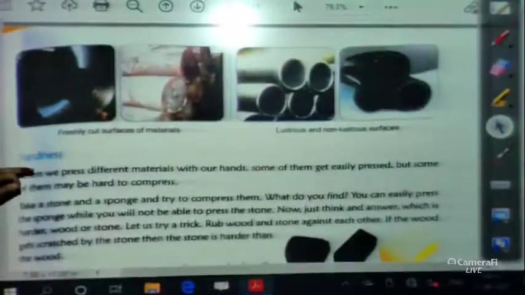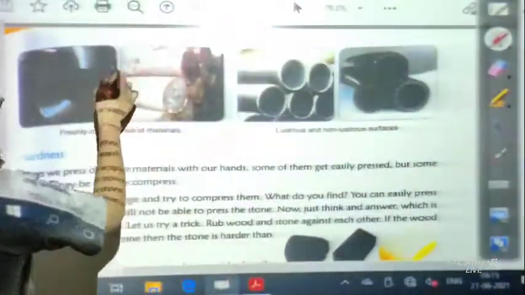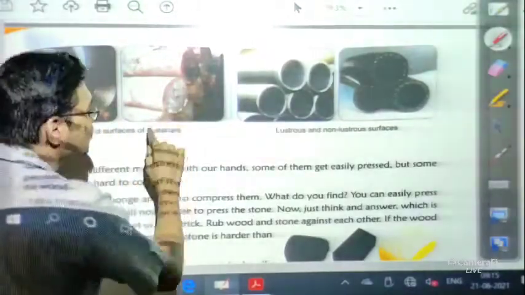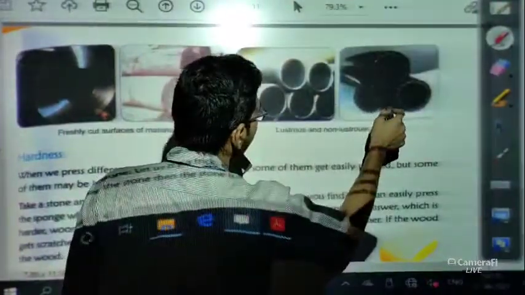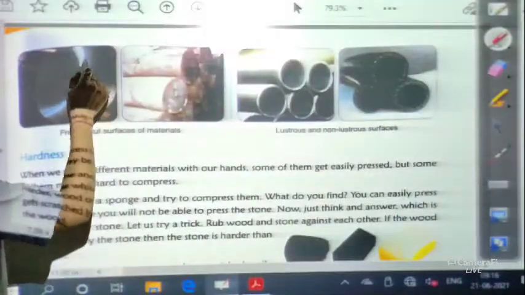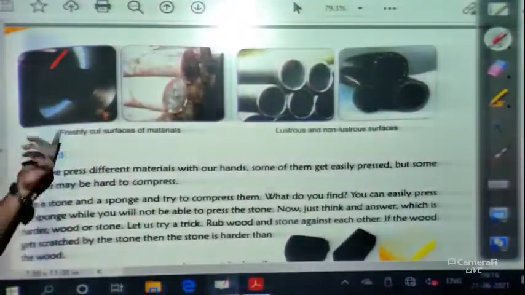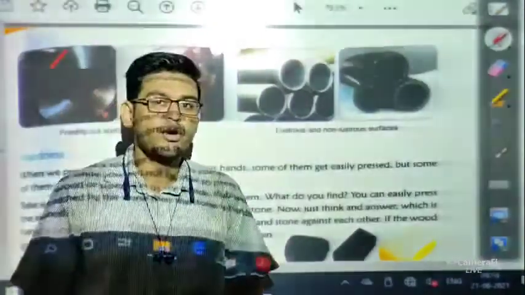You can see here that there are 3 to 4 materials. These are freshly cut surfaces of materials: this is iron, this is wood. Lustrous and non-lustrous, you can see here these are some pipes. Wood is non-lustrous, but any iron metal is lustrous, the shininess is there. So students, this is our first property.